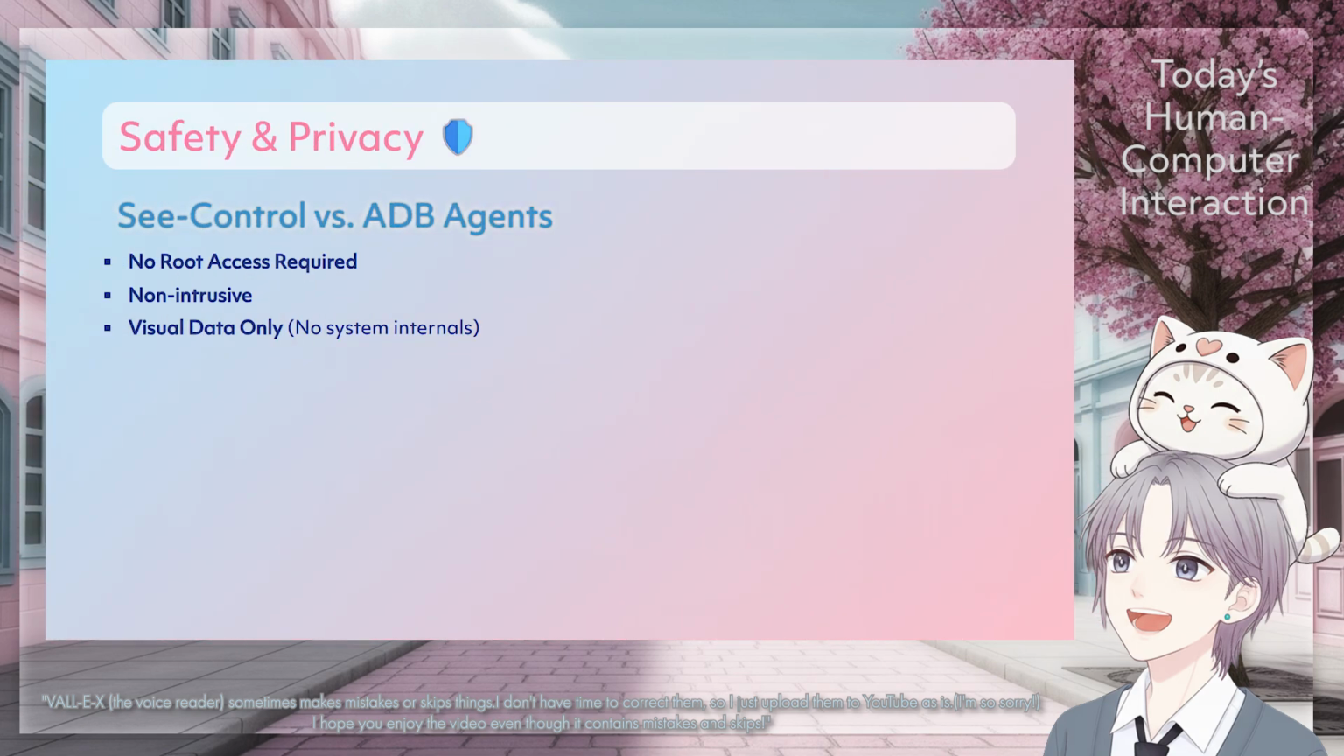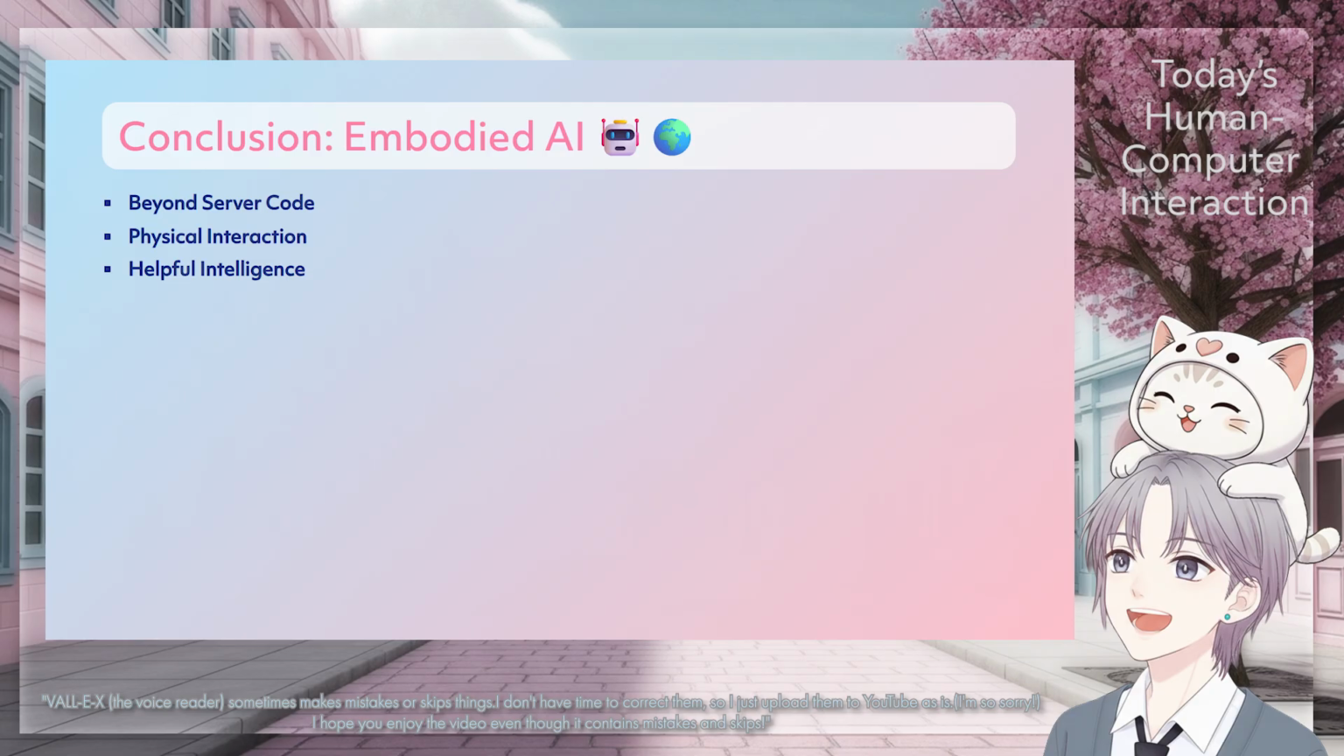Comparing this to other technologies, like ADB-based agents, Ichino-ani is much safer. It does not need root access to your phone. It just looks and touches. It preserves your privacy, because the data stays on the screen and does not go through a debugging channel.